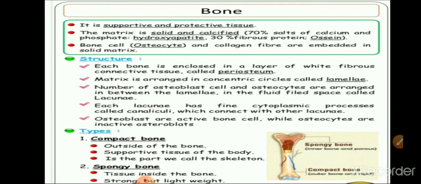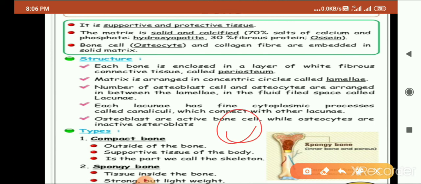Then we have bone. Bone is a supportive and protective tissue. The matrix is solid and calcified. It is calcium rich and it is made up of a protein from osteoblasts. Each bone is enclosed in a layer of white fibrous connective tissue called periosteum. Matrix is arranged in the form of concentric layers called lamellae. Each lacuna has fine cytoplasmic processes called canaliculi which connect these lacunae. The types are compact bone and spongy bone.